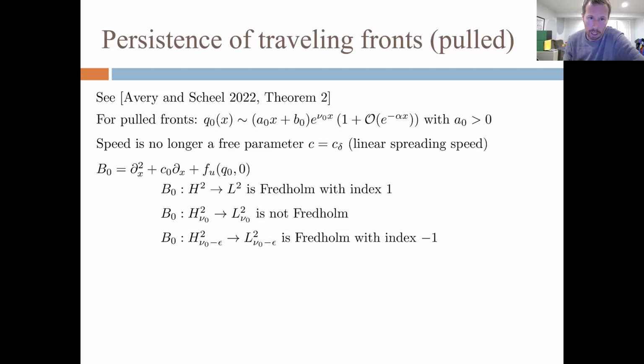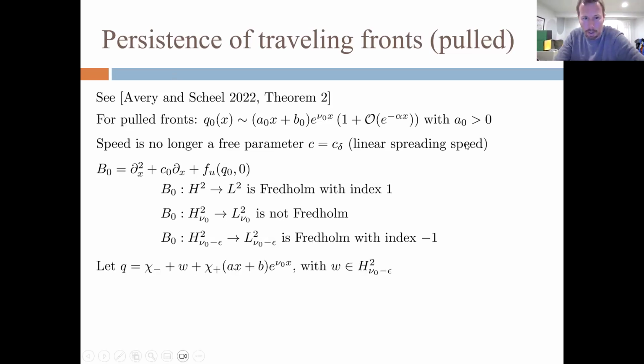So it's not Fredholm. And if we require too much decay, we lose our kernel and we pick up a co-kernel. So we actually jump from being Fredholm index 1 to being Fredholm index -1. So the idea, and to be clear, this is Montie and Arnd's work, this isn't my work, is to change your ansatz.